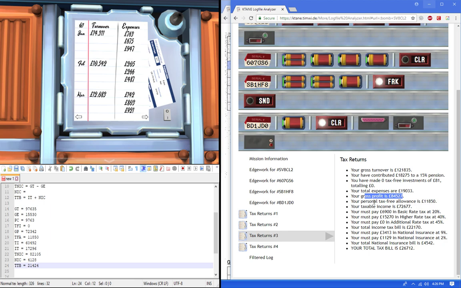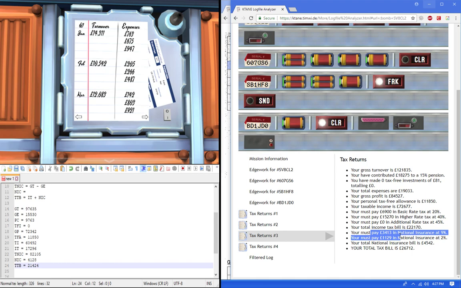So our gross profit right now is at 84,527. Our personal tax-free allowance is 11,850 since we never went over 100,000 in our gross profit. Our taxable income is 72,677. Then we must pay 6,900 in the basic rate tax at 20%, and we must pay 15,270 in the high rate at 40%. And since we never went over a certain threshold, we never paid anything for the 45%. Your total income tax bill comes, well, that comes later.